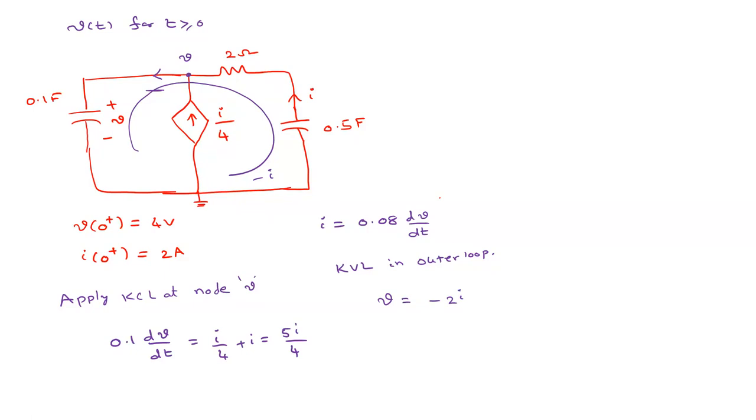If you are confused, you can write it this way: assume that this current is I1. Now tell me, what equation will you get? Minus V plus 2I1 plus the capacitor current, what is it?